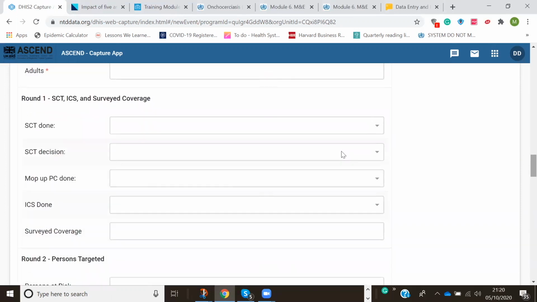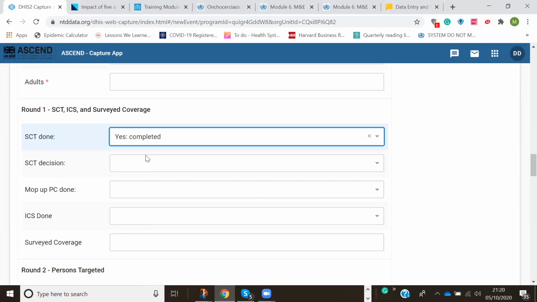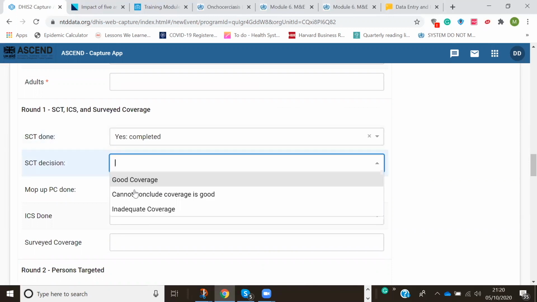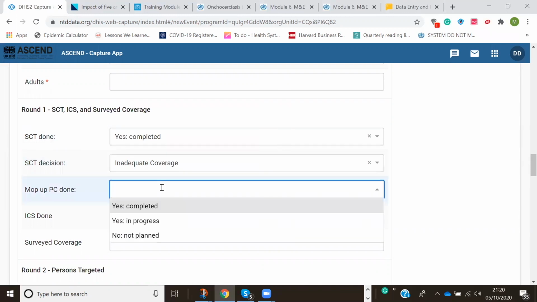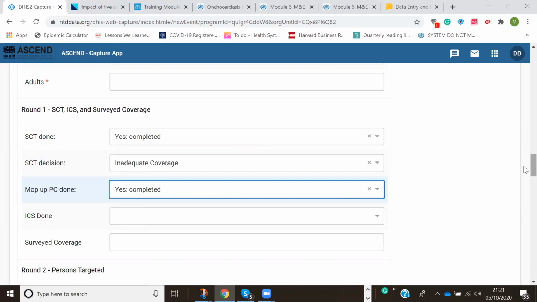And then at the round one ACT and ICS survey coverages, that means the monitoring and evaluation activities that have been inbuilt in the MDA process. We have the ACT, which is meant to be done as a monitoring process within our MDA activities. We should indicate if this was completed, and then the decision. So if it is inadequate, we expect you to either have planned, or there's a mop-up that has been done or is being planned. So in this case, we'll assume it is completed.